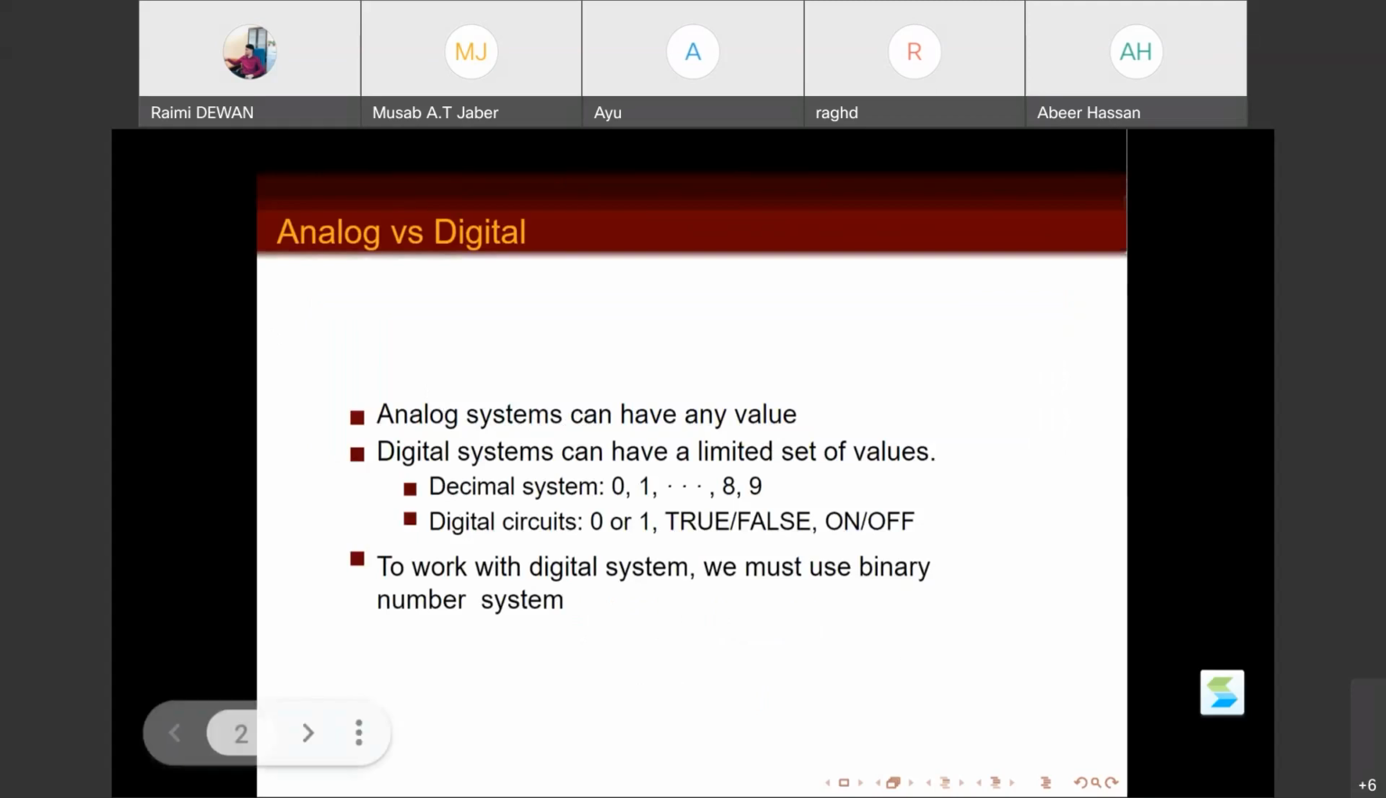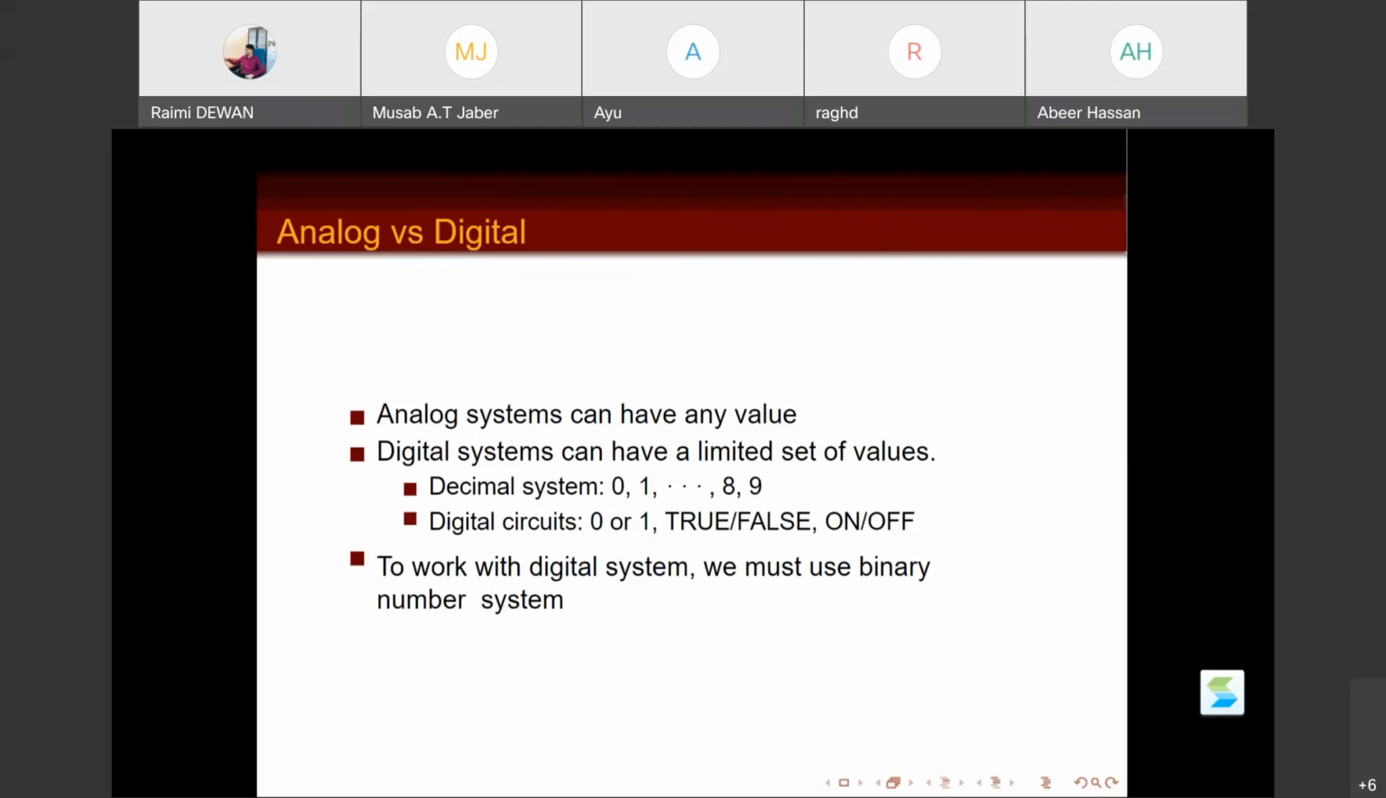That means around you. A digital system, however, has a limited set of values. We have 0, 1, until 9 for the decimal system. We will not have 0.5 or 1.5, because this is a decimal system. It means we will have 10 variations of digits, starting from 0. Decimal means 10, so 0 until 9. After that we repeat again, 10, 11, 12, and the rest.